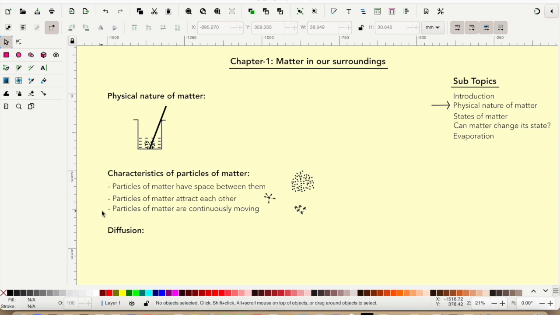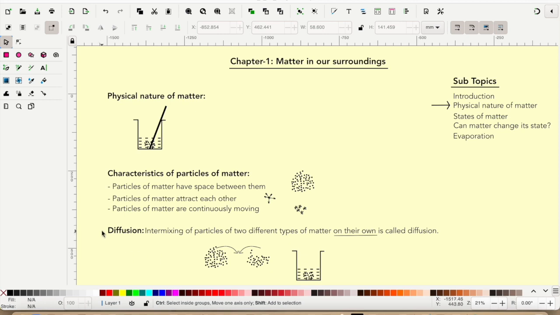Third one is particles of matter are continuously moving. You can see particles moving in all the directions. They possess kinetic energy. With increase in temperature, kinetic energy of particles also increases. As a result, they start moving faster.